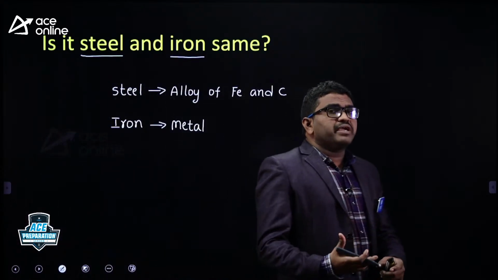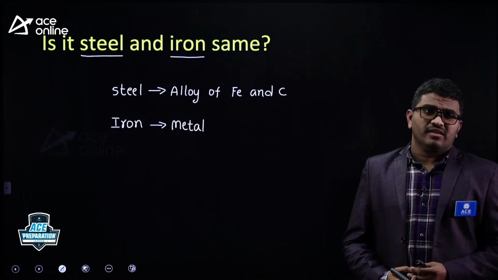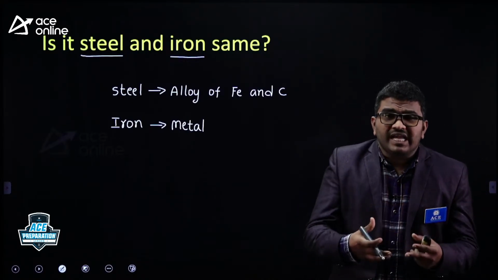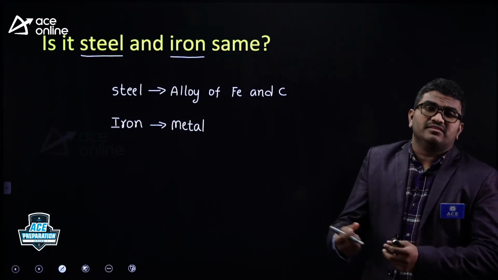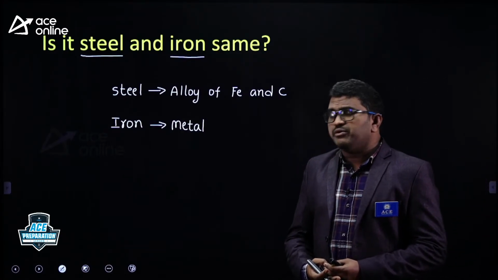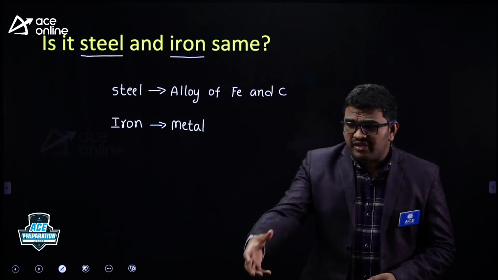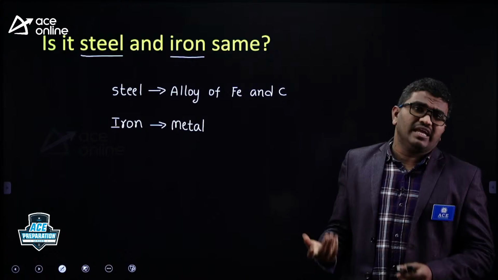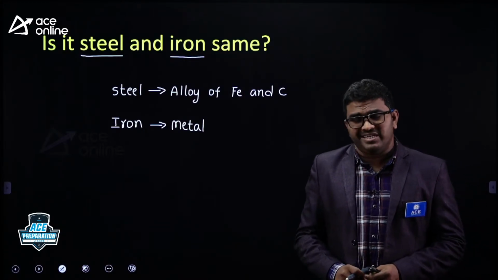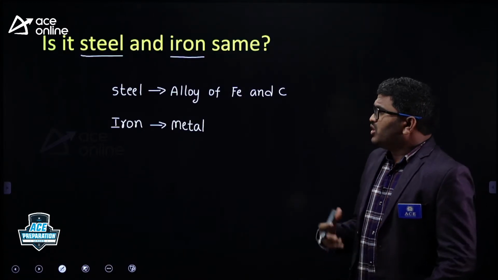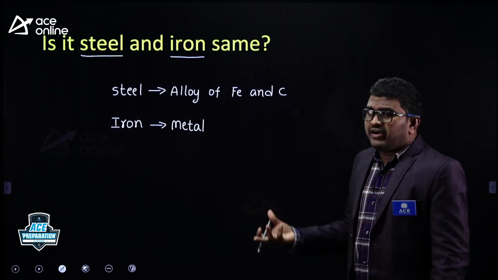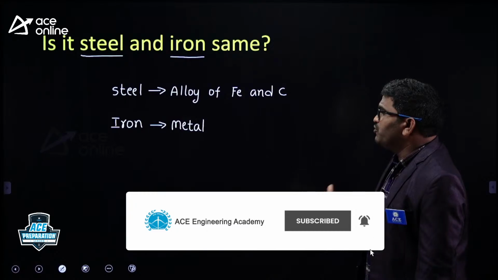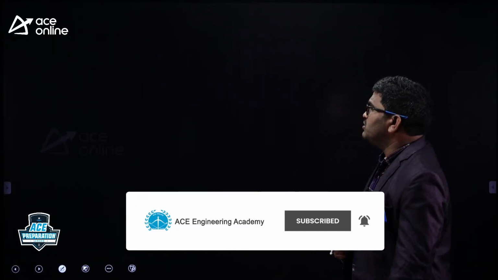So how can we make steel from iron? That is one doubt. Second doubt: will you get iron directly from the earth? Most of you think that you will get iron directly from the earth, and by adding carbon to the iron we make steel. But it's not correct. You won't get pure iron from the ground.